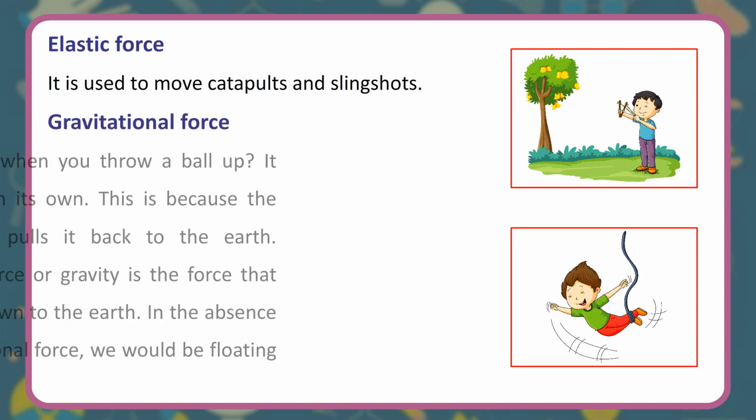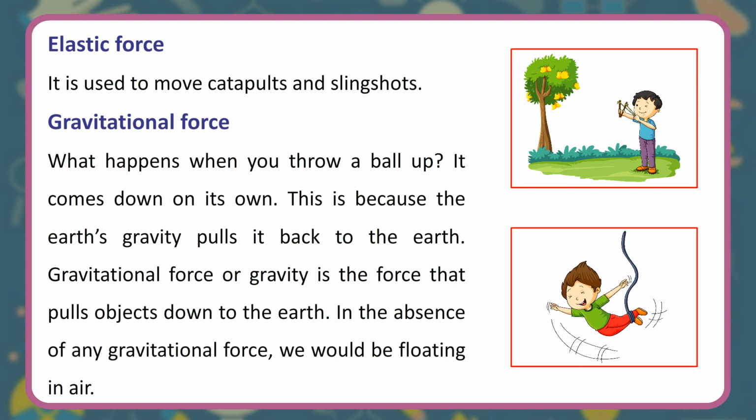Gravitational force. What happens when you throw a ball up? It comes down on its own. This is because the Earth's gravity pulls it back to the Earth. Gravitational force, or gravity, is the force that pulls objects down to the Earth. In the absence of any gravitational force, we would be floating in air.